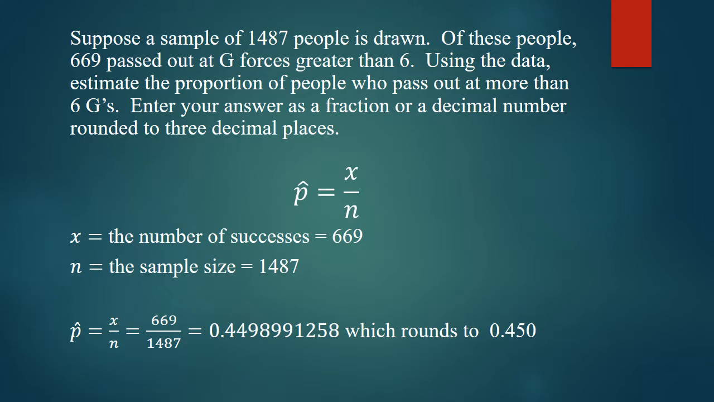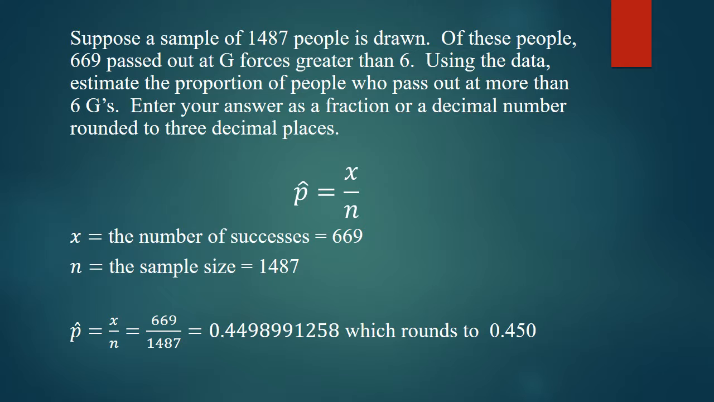So in order to find the point estimate for the population proportion of people who pass out at more than 6 Gs, all we do is find our sample proportion. So we take the number of successes in our sample, that's 669, and we divide it by our sample size, that 1,487. We do that, and we get this big long decimal, but we want to round to 3 decimal places.